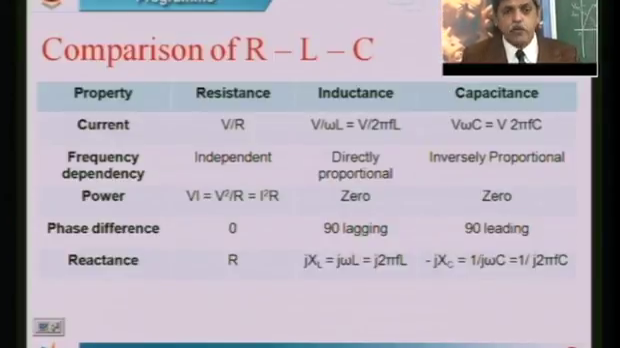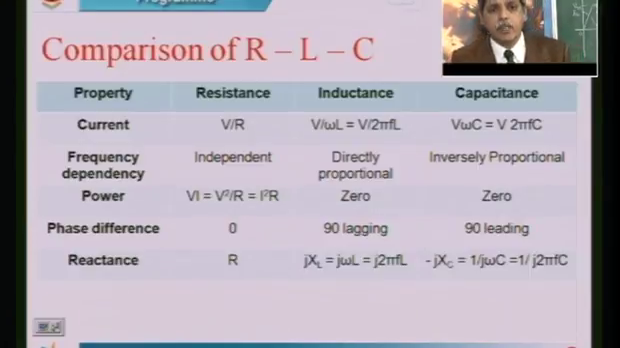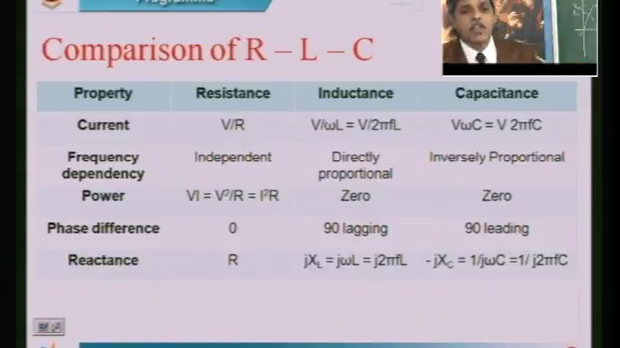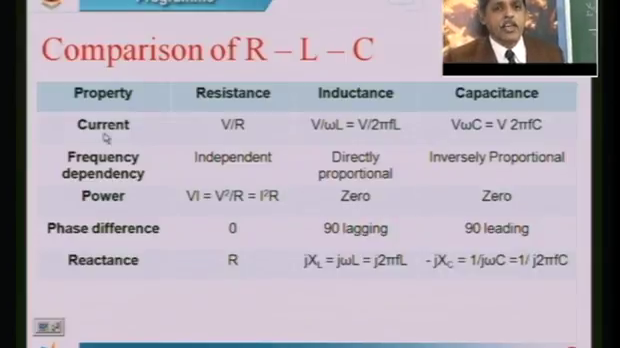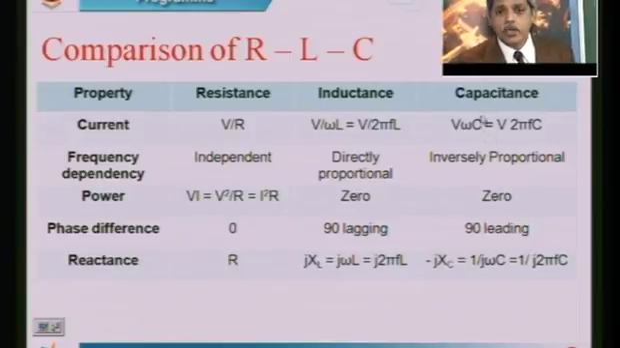So, this slide will just give you a comparison of RLC behavior, that is resistor, inductor and capacitor behavior in AC circuits. I just compared 5 properties for each element. I have taken the current here: current in the resistance is V by R, in the inductor it is V by omega L, so V by 2 pi FL. So, you can say the current in the inductor is inversely proportional to frequency and inversely proportional to the inductance also, whereas in the capacitor the current is directly proportional to frequency.